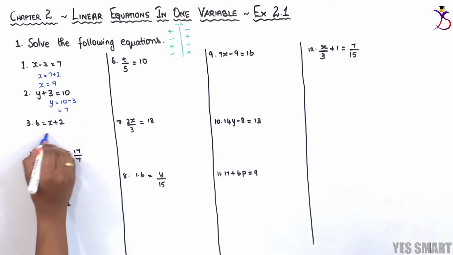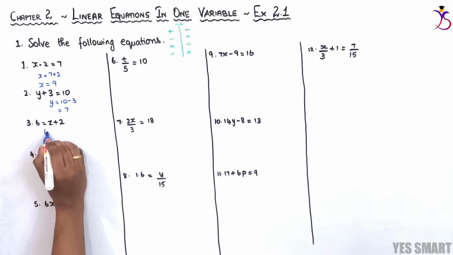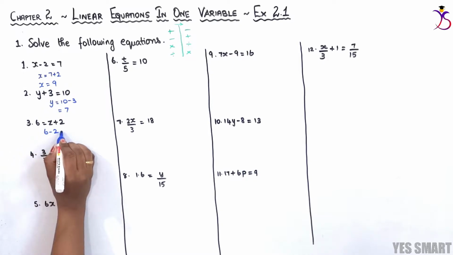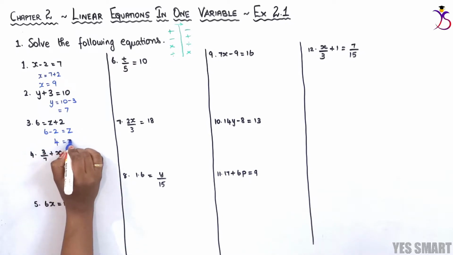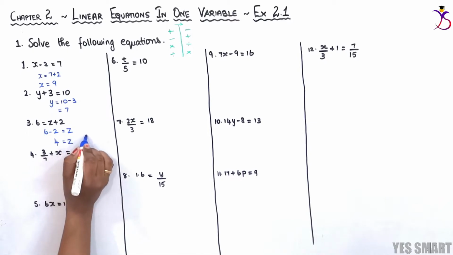Transpose plus 2, it becomes minus 2. So, 6 minus 2 is equal to z. The value of 6 minus 2 is 4. Therefore, z equal to 4.